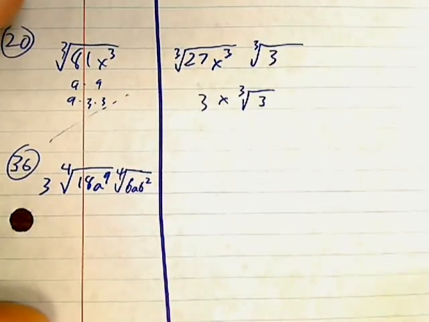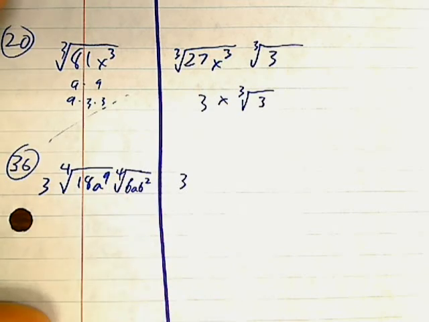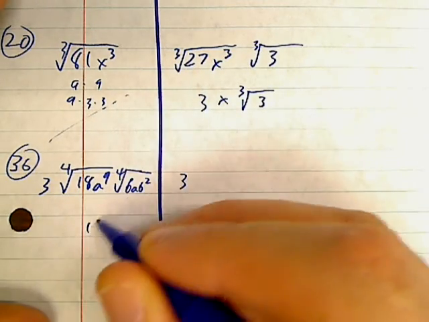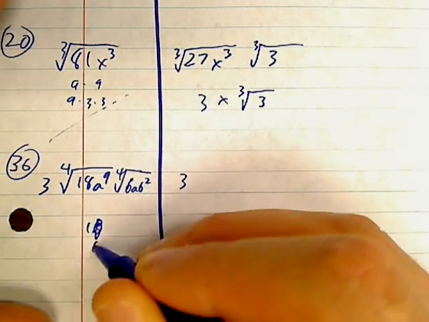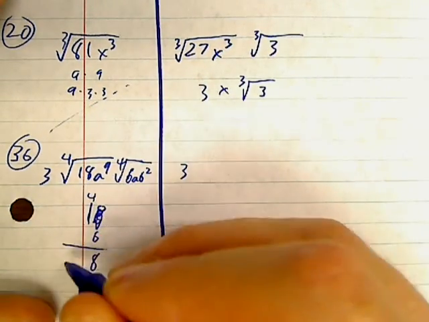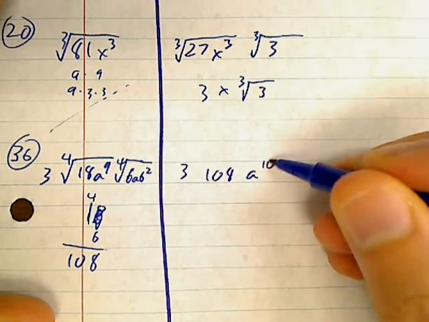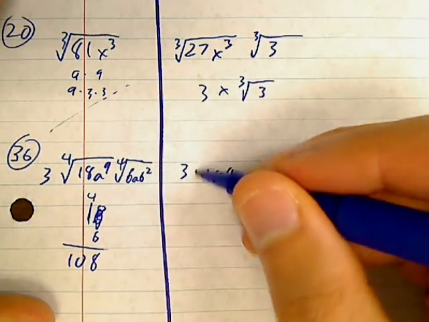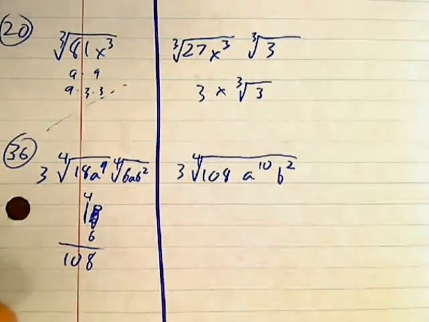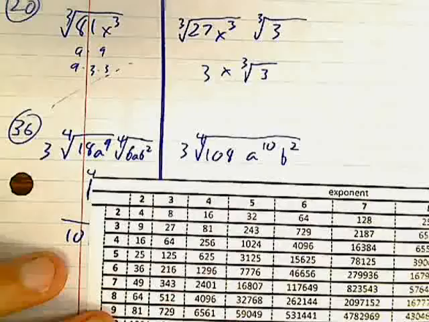Okay, we're back. First thing I'm going to do, these are both fourth roots, so I can multiply them together. 18 times 6, that's 108. A to the 10th, b squared. Now let's look at our perfect powers of 4 and see if any of them go into 108.